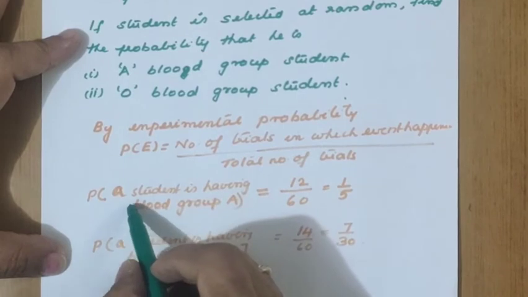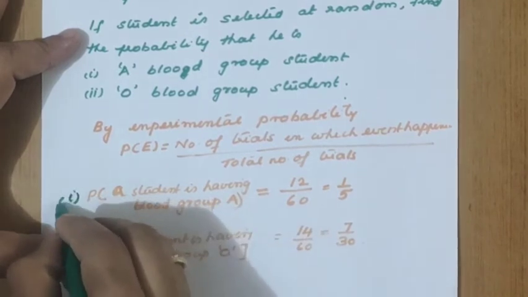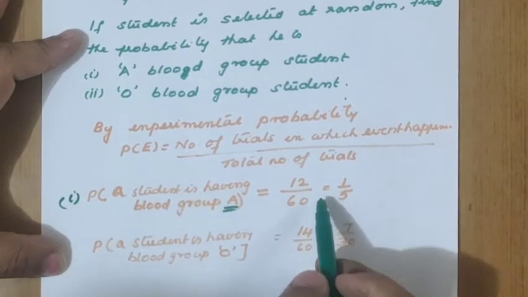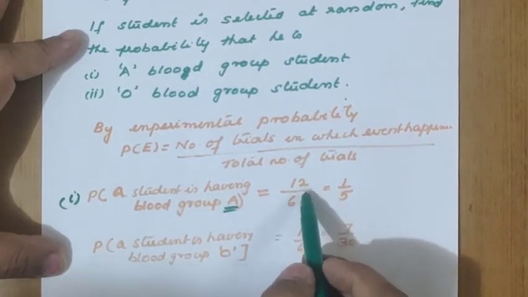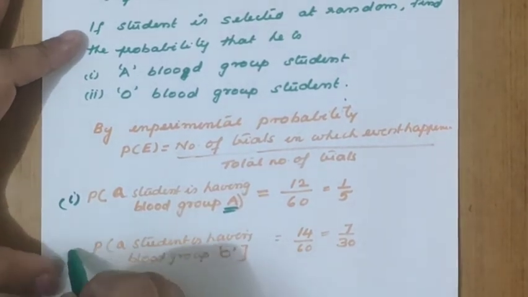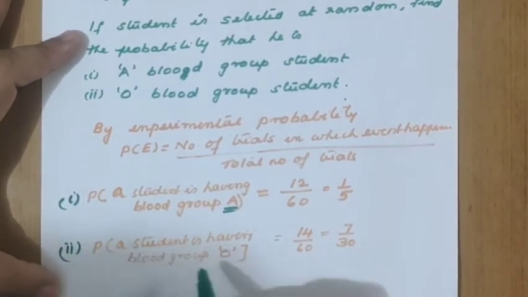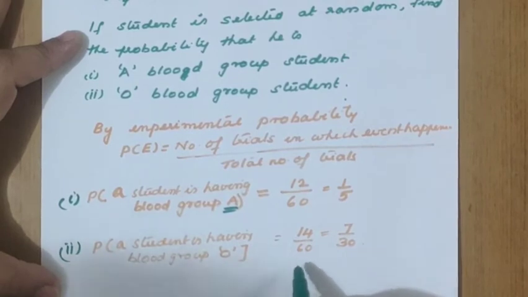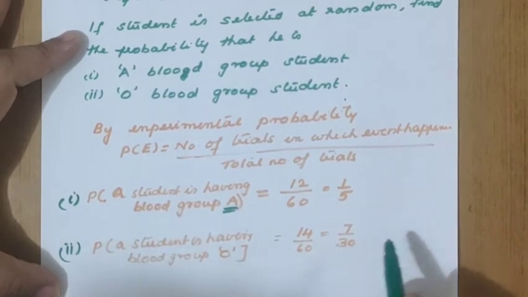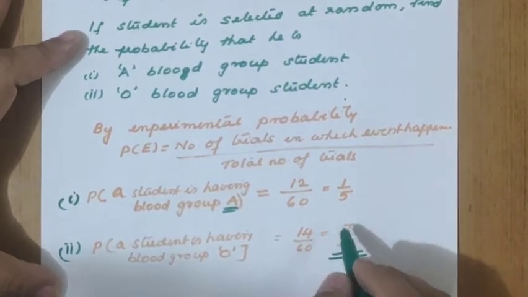P means probability. What is the first sub question? Probability of a student having blood group A. Against A, there are 12 students. So 12 by 60 equals 1 by 5. Now the second question, probability of a student having blood group O. Against O, how many students are there? 14. So it is 14 by 60. After simplification, it is equal to 7 by 30.